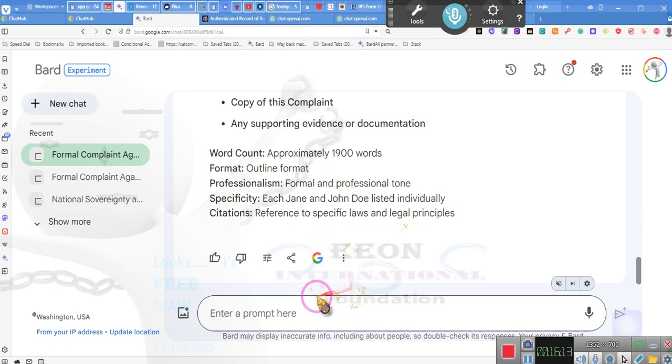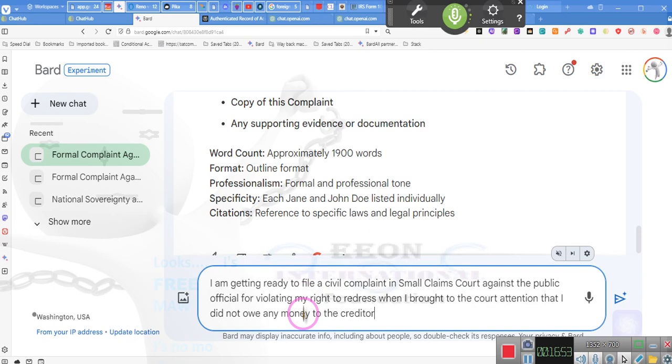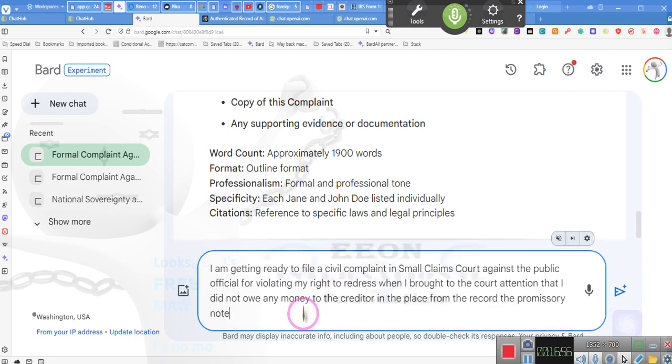Now, follow this because this is important. I am now getting ready to file a civil complaint in small claims court against a public official for violating my right to redress when I brought to the court's attention that I didn't owe any money to the creditor and they placed on the record the promissory note as evidence of an outstanding debt, period.